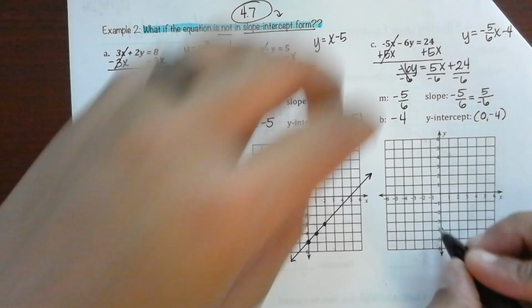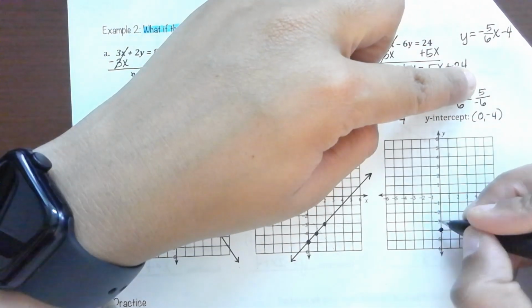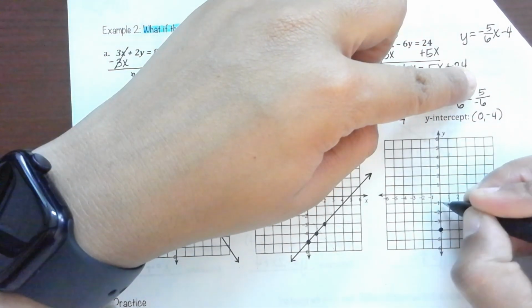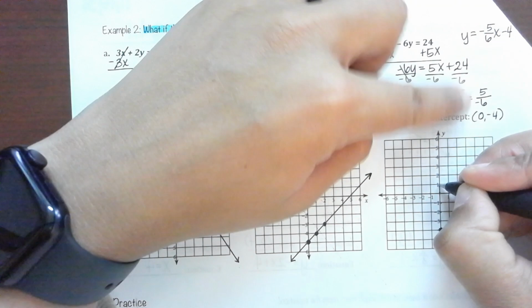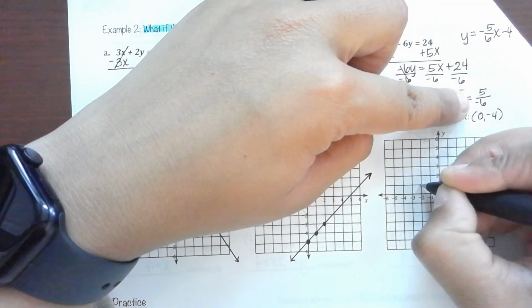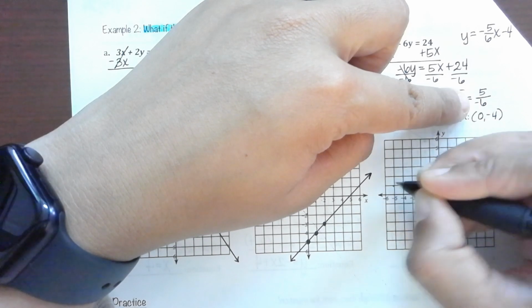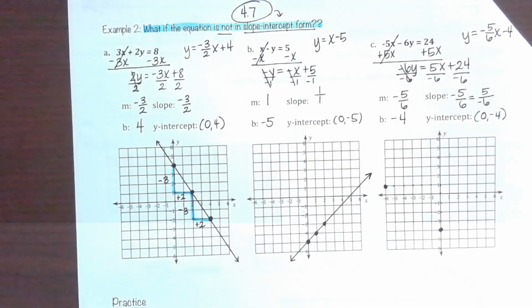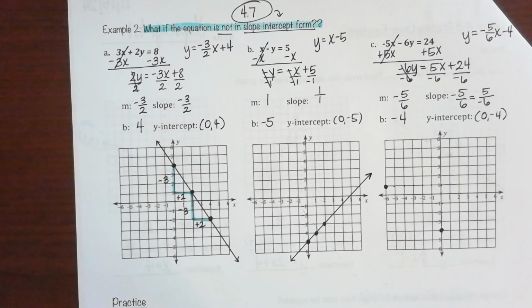So where am I going? Up how far? 1, 2, 3, 4, 5. And then? Left how far? 1, 2, 3, 4, 5, 6. All we have space for are those 2 points.